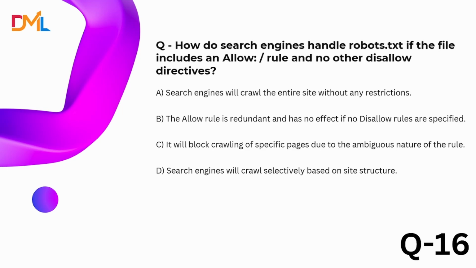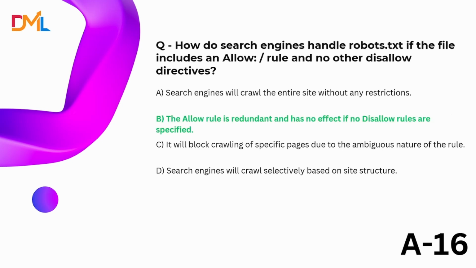Question number 16. How do search engines handle robots.txt if the file includes Allow rules and no other Disallow directive? Answer B, the Allow rule is redundant and has no effect if no Disallow rules are specified.